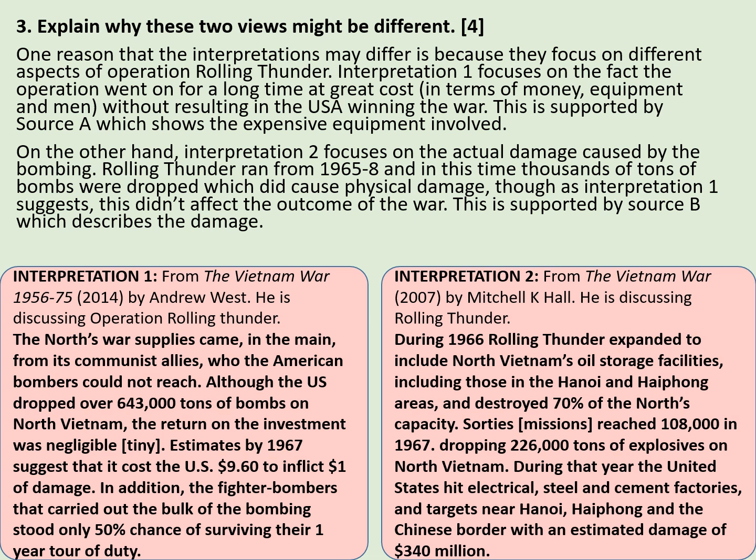In fact, you could use these sources for the opposite interpretations if you wanted to. Interpretation 1 seems to suggest that this was wasteful. It suggests that the fighter bombers that carried out the bulk of the bombing stood only a 50% chance of surviving their 1-year tour of duty. And source B refers to the losses that American planes suffered. Equally, interpretation 2 focuses on the damage done. And source A gives a good example of this damage being done with an accurate strike on a rail facility.